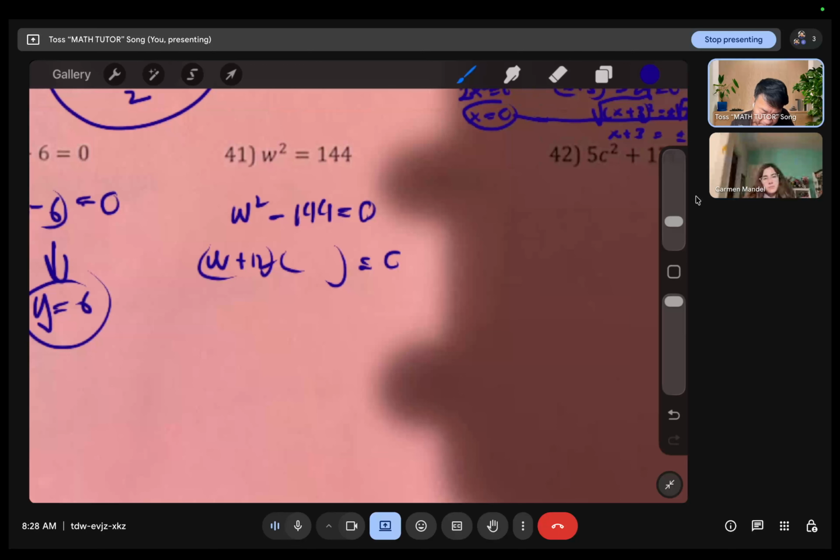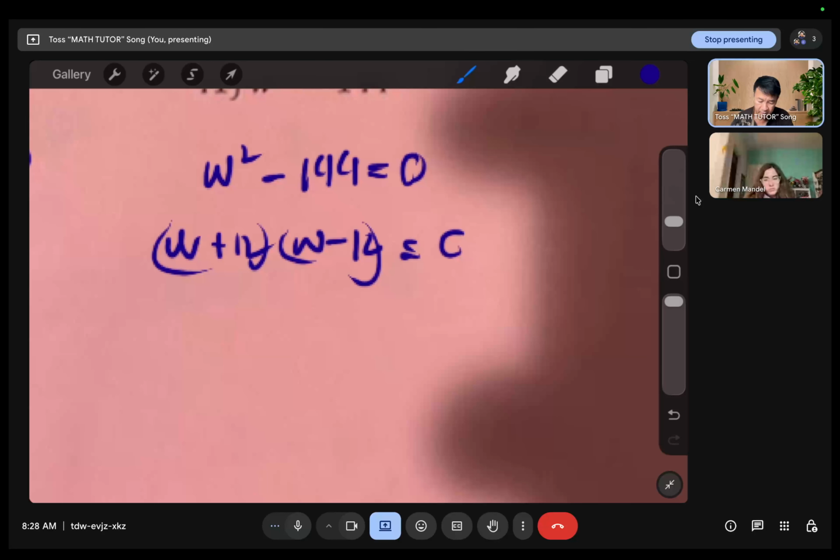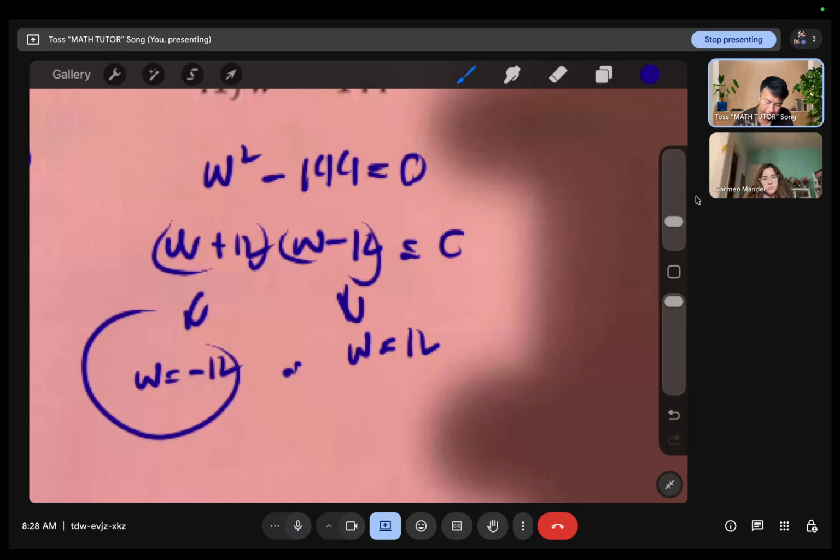But I think this is best because we follow the instruction there, and then set each one equal to 0, and you get w equals negative 12 here. You get w equals positive 12 here. And that's it. Or in between.